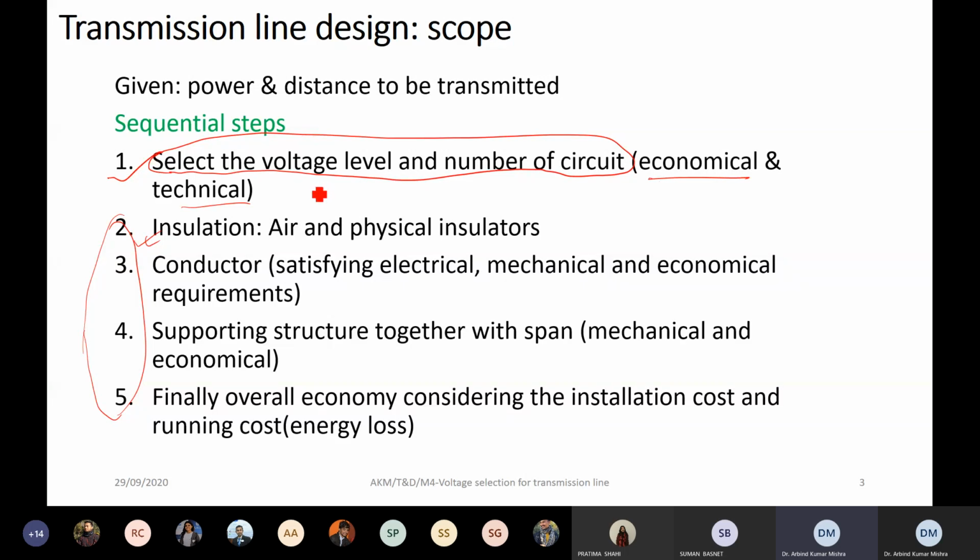So we start from the very first one, that is how to select the voltage level and number of circuits economically. In fact, I have already given some hints, but still, let us proceed with the systematic procedure. Remember that the selection procedure for the voltage and number of circuits we are going to discuss is only for transmission line design. For the distribution system it may vary, and we will discuss that during the distribution system design once we complete the transmission system design.